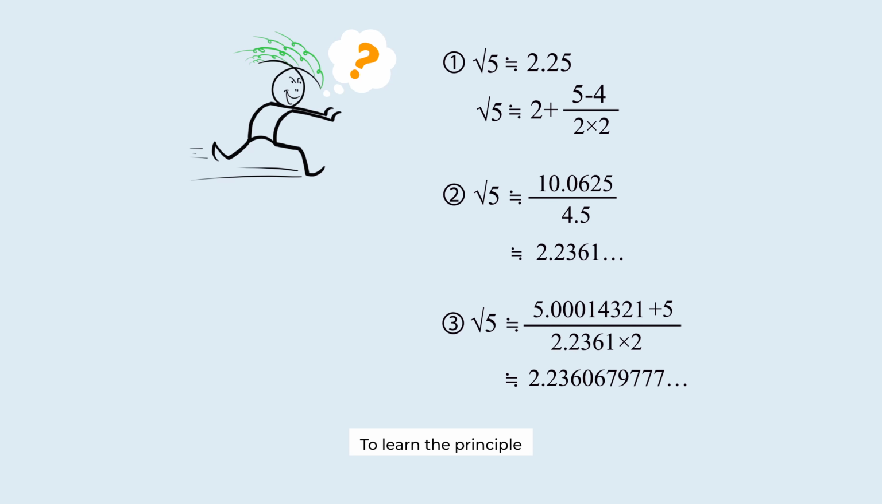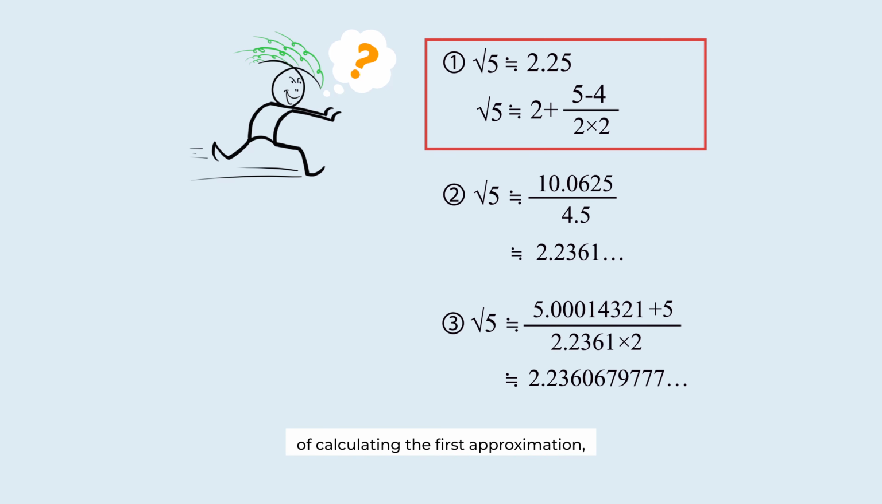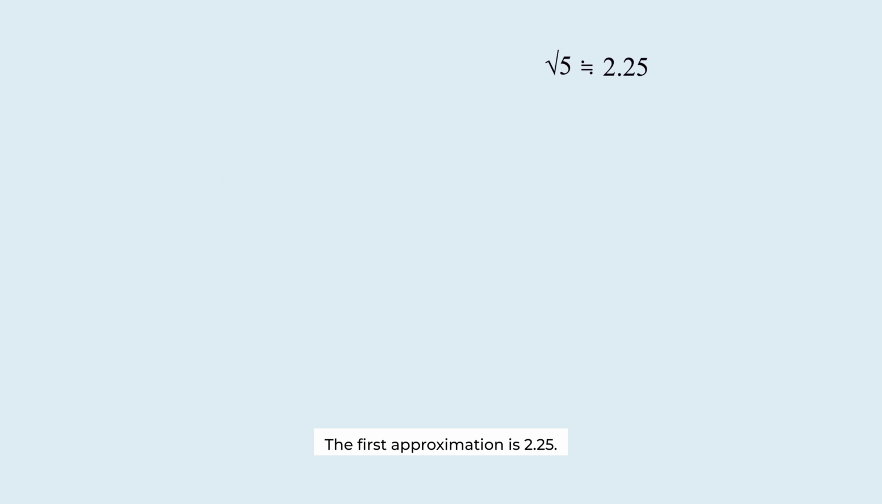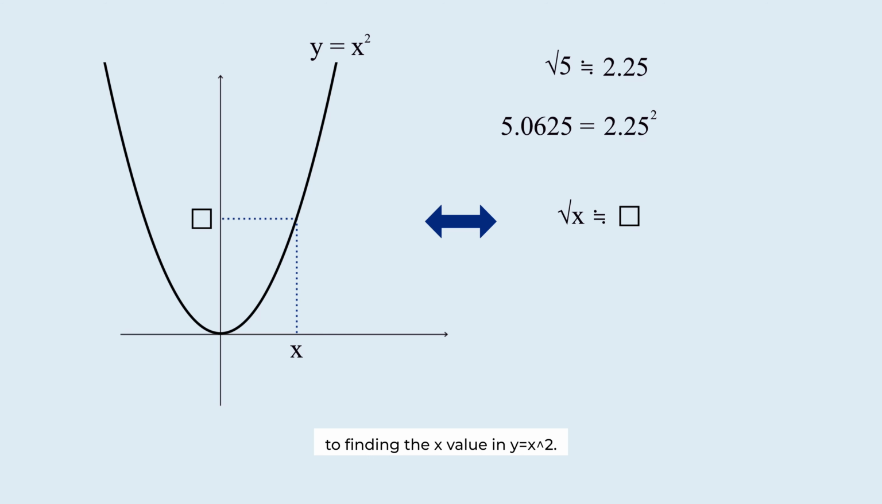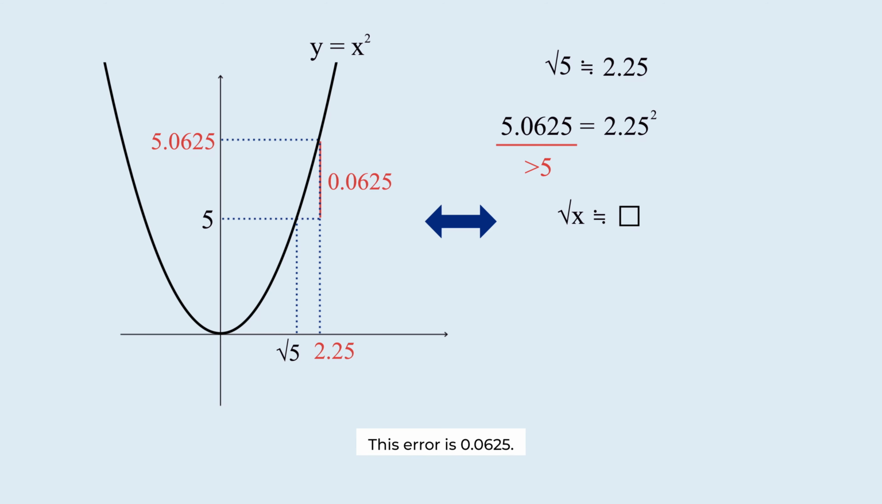To learn the principle of calculating the first approximation, please watch the related video. The first approximation is 2.25. Its square is 5.0625. This is the graph of y equals x squared. Finding the square root is equivalent to finding the x value in y equals x squared. The x value for y equals 5 is root 5. Since the square of 2.25 is greater than 5, it is here. This error is 0.0625. The x value is also greater than root 5. This is the margin of error.